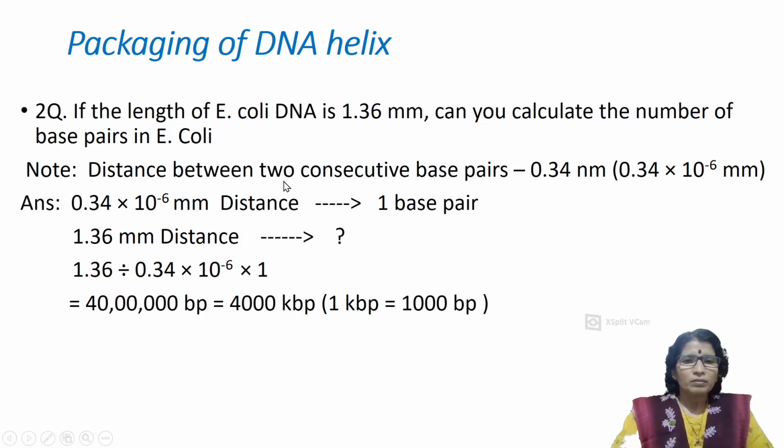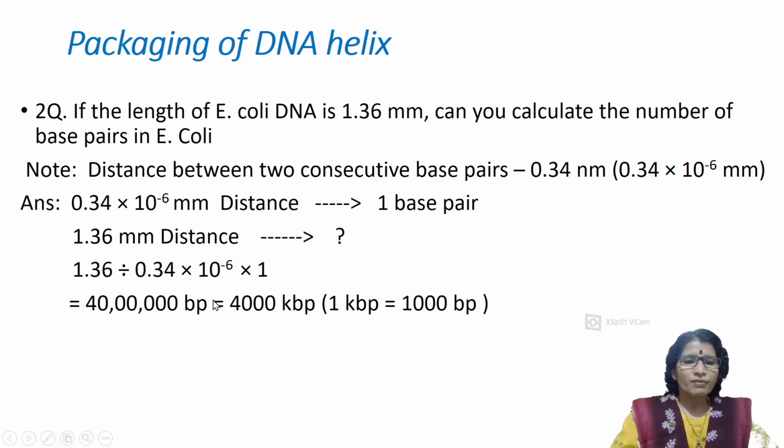So here note, you all know, the distance between two consecutive base pairs is 0.34 nanometers. Here the DNA length is given in millimeters. That is why here we have to convert these nanometers into millimeters. So when we convert 0.34 nanometers into millimeters, that is 0.34 × 10^-6 millimeters. Here, at a 0.34 × 10^-6 millimeter distance, one base pair is located. Then the total length is 1.36 millimeters. In this distance, how many base pairs are located? 1.36 is divided by 0.34 × 10^-6. Then the answer is 40 lakh base pairs.